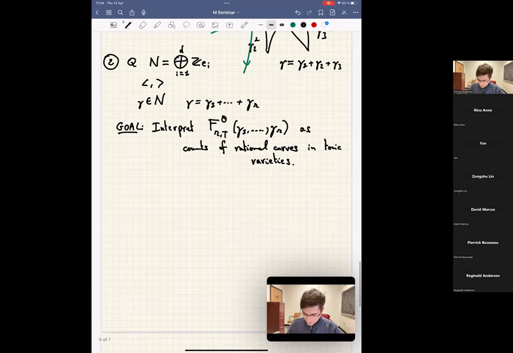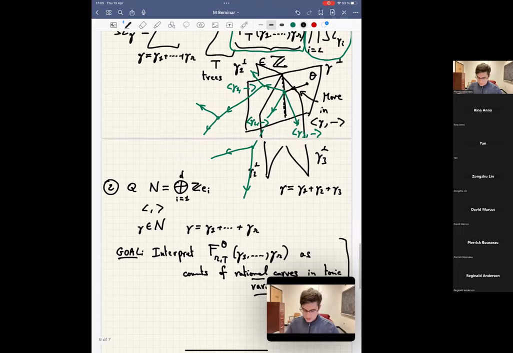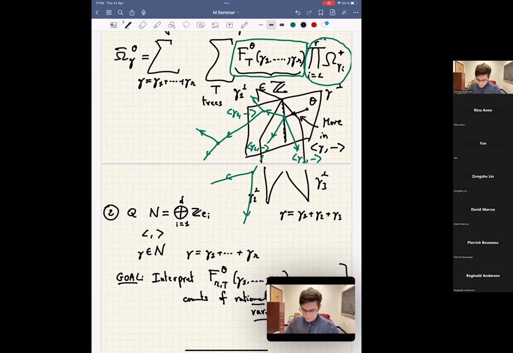So I need to explain what kind of toric varieties I am considering and what kind of rational curves we are counting. The basic motivation for having such an interpretation is the fact that these trees look a lot like tropical curves, some kind of tropical limit of complex algebraic curves. And so you might hope that they really correspond to some honest count of complex algebraic curves somewhere.